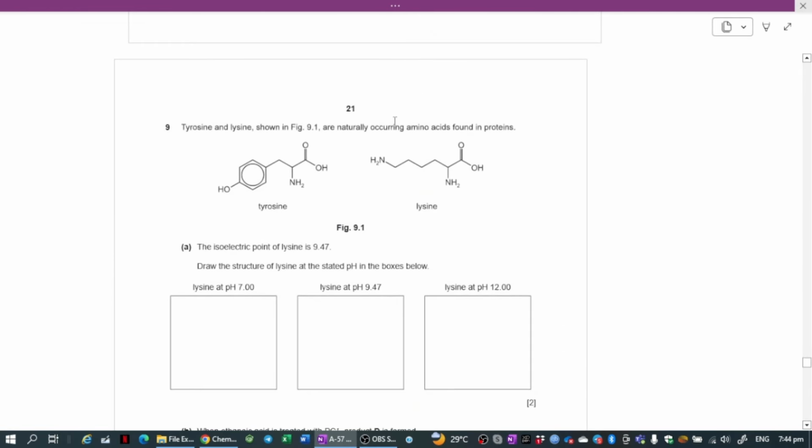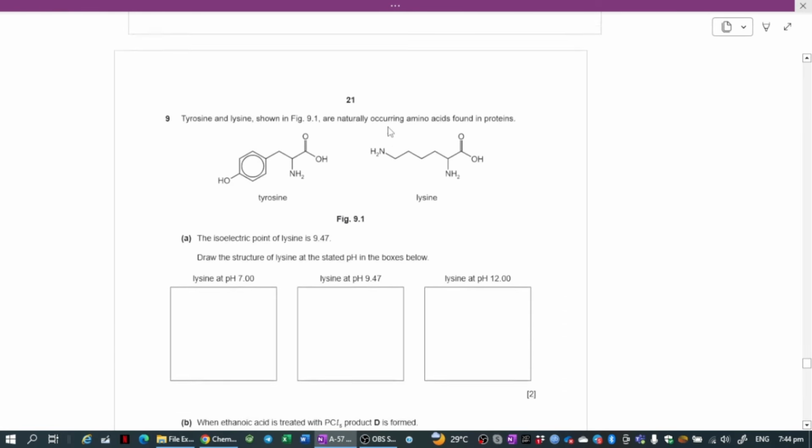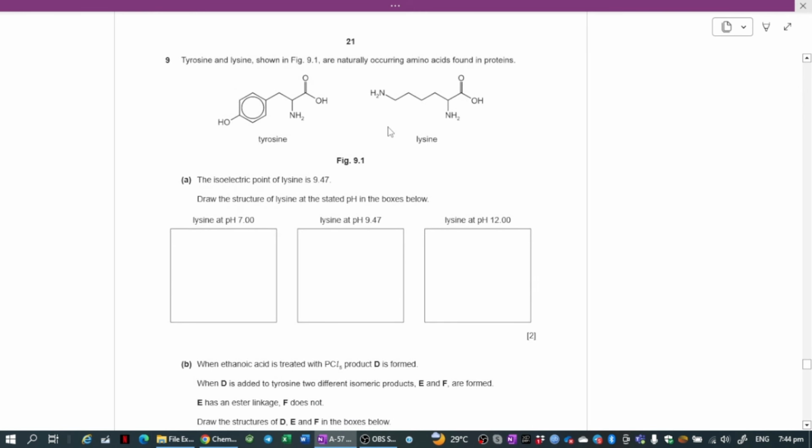Right, and now we move on to question 9, the final question on the paper, which deals with amino acids. Tyrosine and lysine are shown, and they are naturally occurring amino acids found in proteins, right? They tell us that the isoelectric point of lysine is 9.47. Draw the structure of lysine at the stated pH in the boxes below.